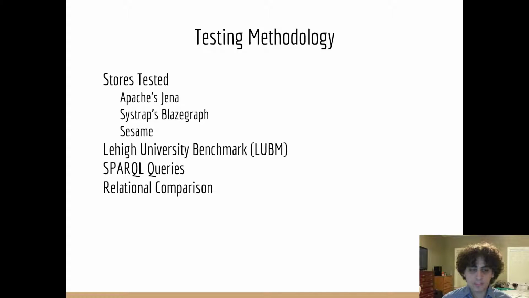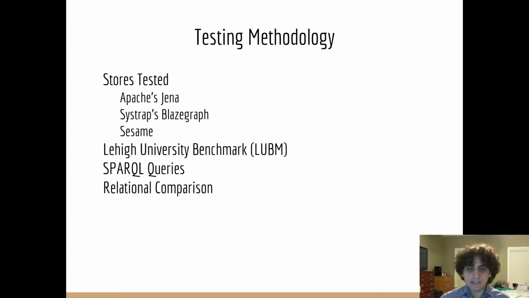BlazeGraph stores the data in the most verbose manner and does what's called materialized inference, where if the reasoning would infer some relationship, it will actually create in its data store that relationship as if it existed, so that when query time comes, it can quickly retrieve that. Sesame is sort of a middle ground between the two, where it doesn't have as many indexes as BlazeGraph, however it does materialize inference.